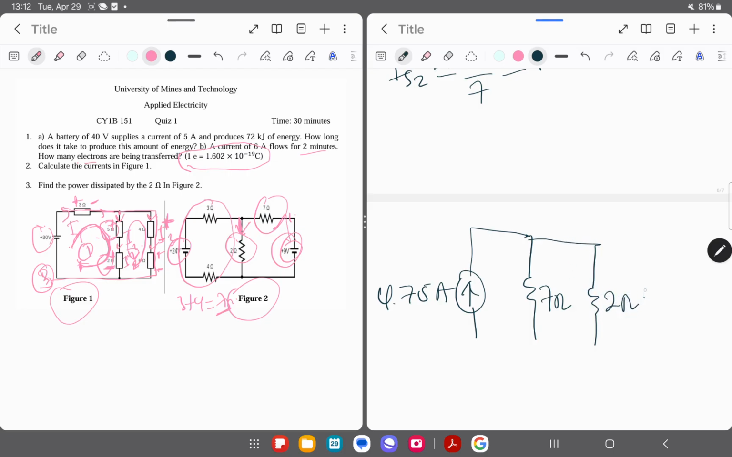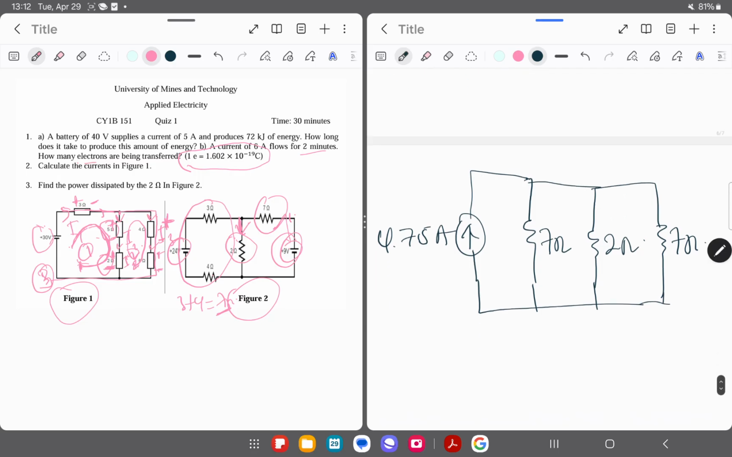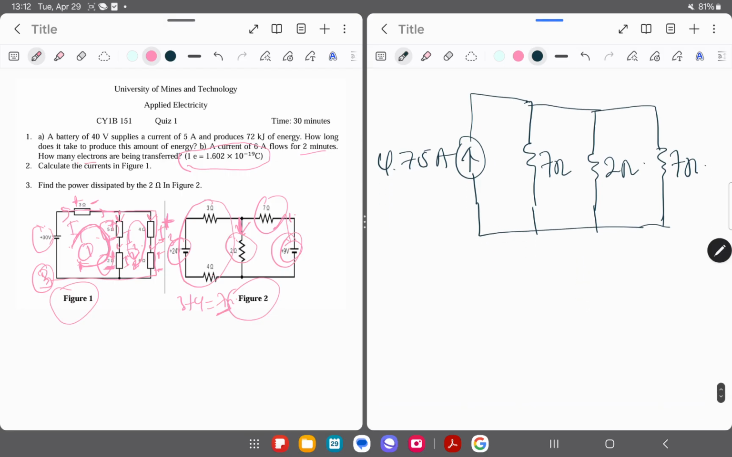I have my 2 ohms, and then we have another 7 ohms as well. Now I'm going to calculate the current which is passing through this. Maybe we can even label it straightforward, the current through the 2 ohm resistor. This is what I'm interested in.